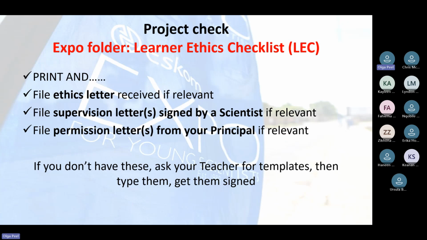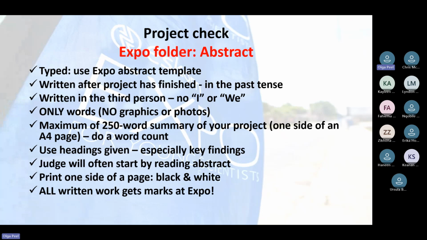Then all of the learner ethics checklist is printed. If the learners got the ethics letter by the district expo, that must be printed and put into the folder, along with the signed and dated supervision letters or permission letters. And teachers, this information has been put on the teacher WhatsApp group many times. So the templates are all there. Right. What about the abstract?